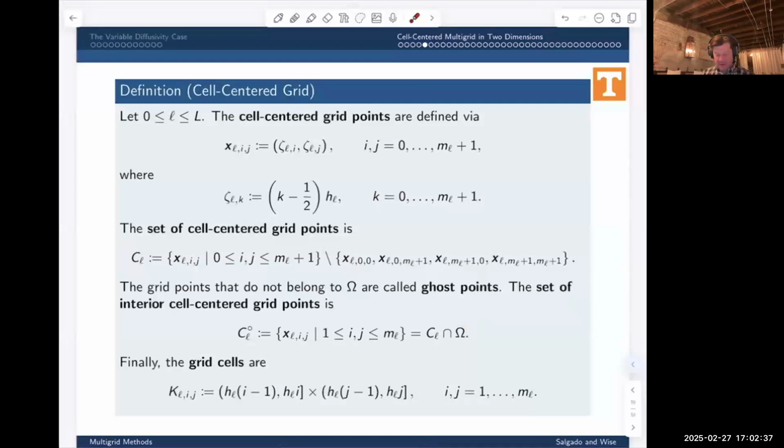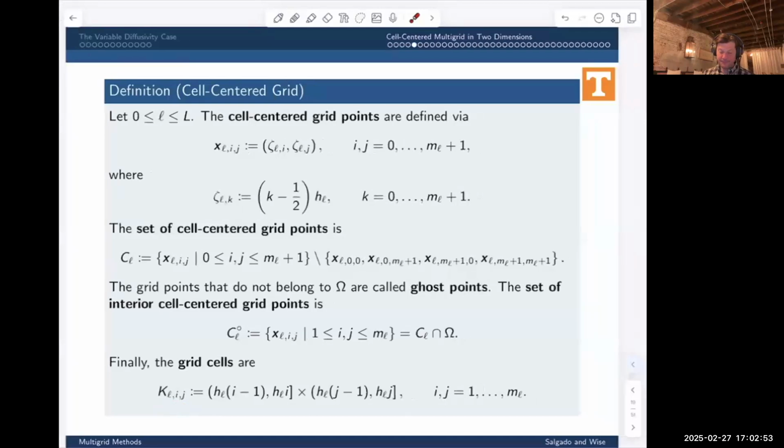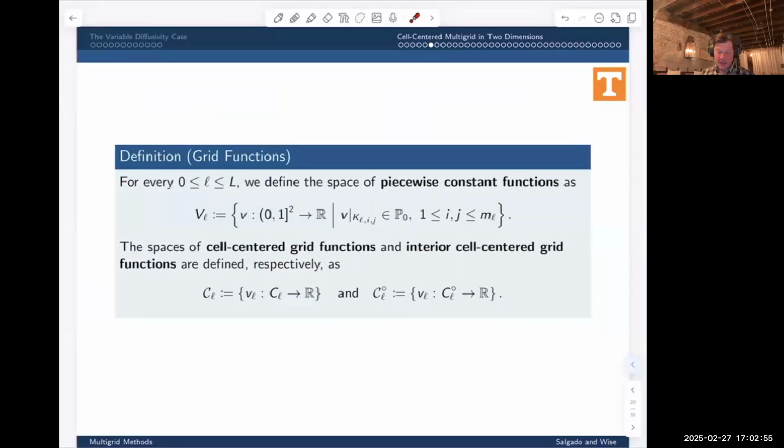And I'm going to define the grid cells in an analogous way to what I did in 1 dimension. I'm going to define them as half open. But in this case, because it's 2-dimensional, I'm going to do the cross product of 2 half open intervals. And I'm going to call those grid cells K_l,i,j. Now I'm going to define something called the space of piecewise constant functions as before. The space of piecewise constant functions in this case, let me see if I can be slightly artistic here. Probably going to fail, but I can try.